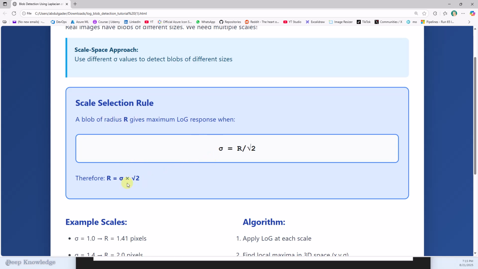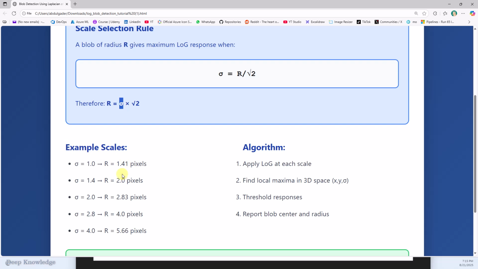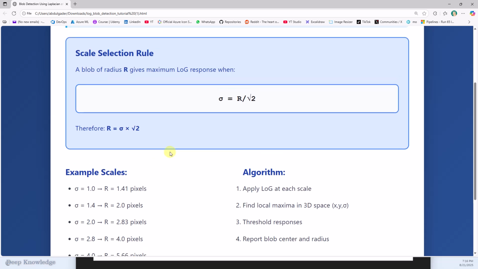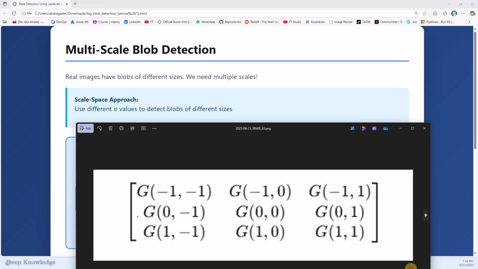Now we will see how to get the radius of the blobs. The radius of the blobs can be found by sigma times the square root of 2. The sigma here, sometimes we use 1, 2, 3. For instance, here are some examples. If you are using sigma as 1, we multiply this times this, and the result will be 1.41. So this is 1.41 pixels, the radius of the blob. So if we have detected any blob, for instance, I can't see anything.